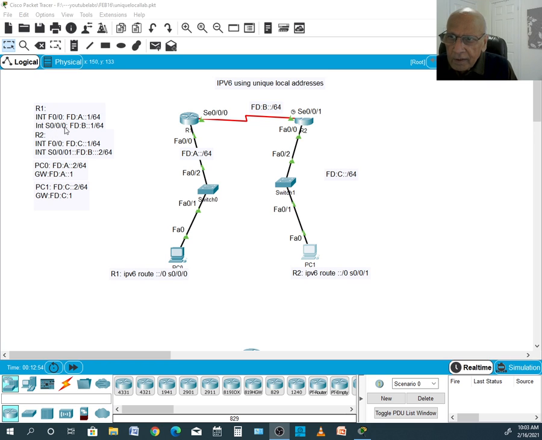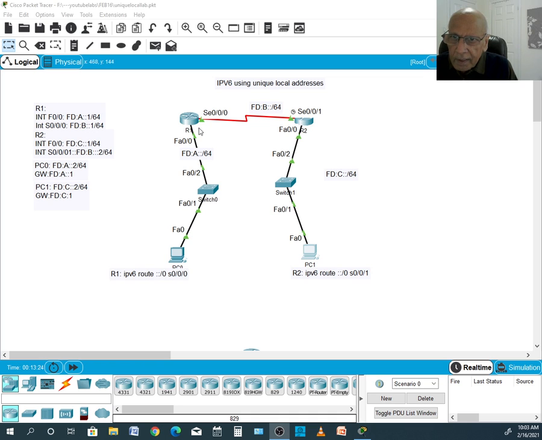Similarly, on my serial 0/0/0 on router 1, I'm defining a different network ID, because remember, every interface on a router must belong to a different network ID. So I say FD:B is my network ID, and for the interface address I just give 1, so again FD:B::1/64. Then I go to router 2, and on the interface serial link, I want to call it FD.